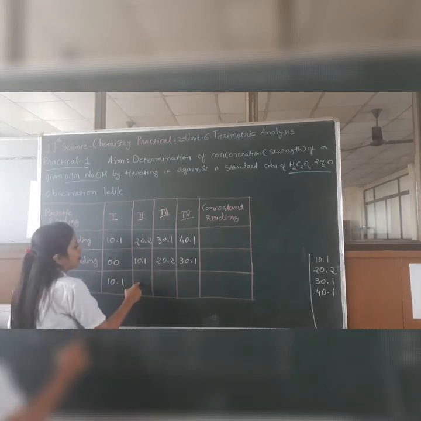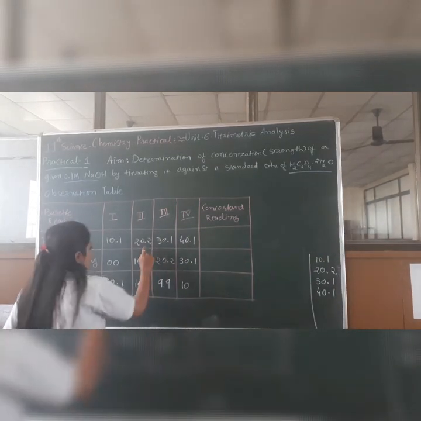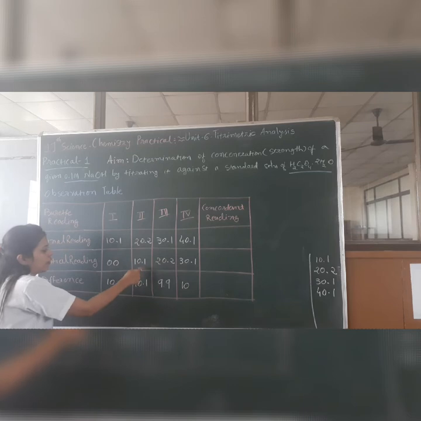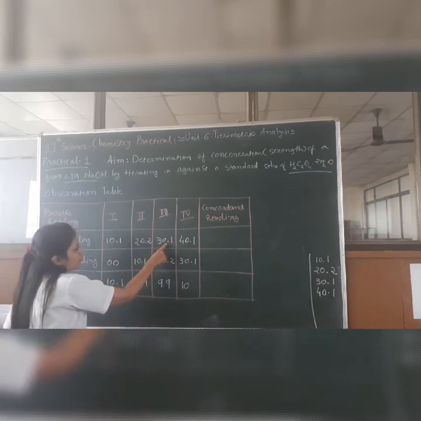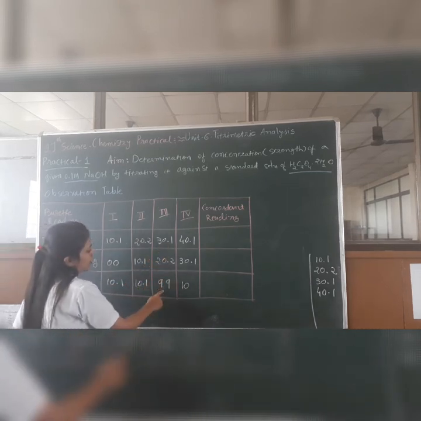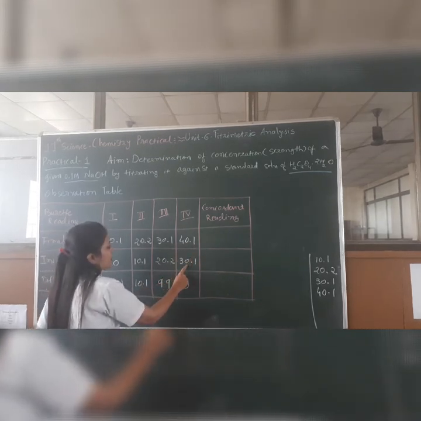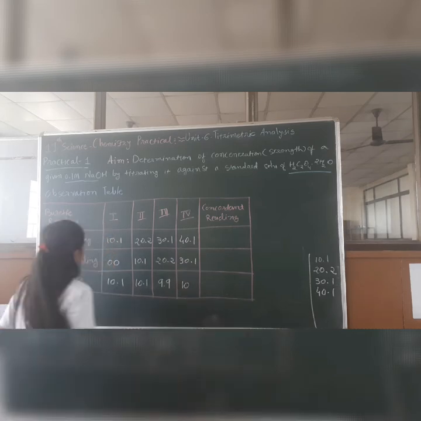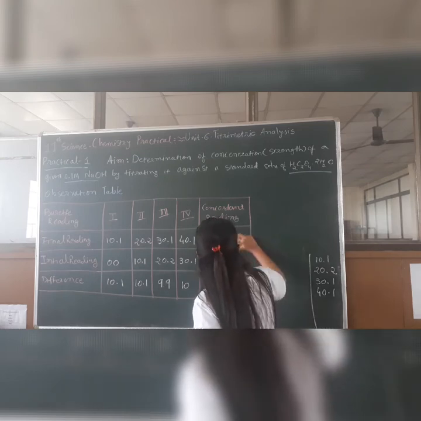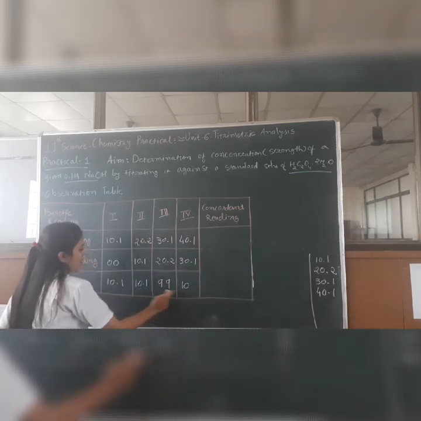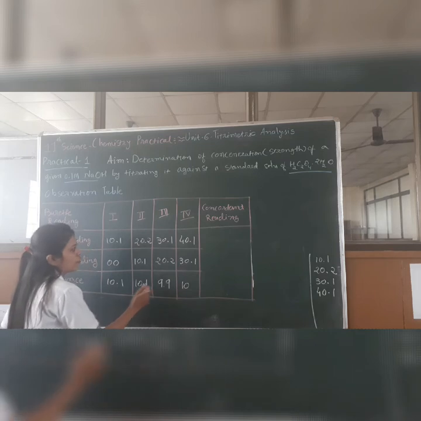10.1. Here, let's continue. 20.2 minus 10.1 is 10.1; 30.1 minus 20.2 is 9.9; 40.1 minus 30.1 is 10. So, for a confident reading, we have to take the average of the four readings.